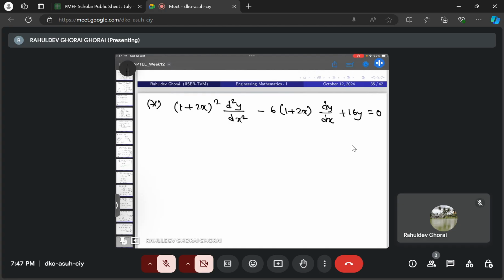So you may feel it's like a Cauchy-Euler equation, but it's exactly not. So you have to make some transformation, use some easy trick to make it a Cauchy-Euler equation, then again do the way we solve the Cauchy-Euler equation.